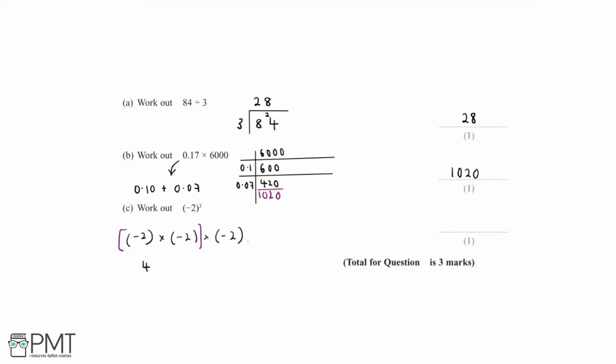And now we're left with 4 multiplied by minus 2. Now we also know that a negative number multiplied by a positive number will result in a negative number. And so 4 multiplied by minus 2 is equal to minus 8. And so we've found that minus 2 all to the power of 3 is equal to minus 8. We get the 3 marks in this question for getting each part correct. And so we get 1 mark for part A, 1 mark for part B, and finally 1 mark for part C, allowing us to get the full 3 marks needed in this question.